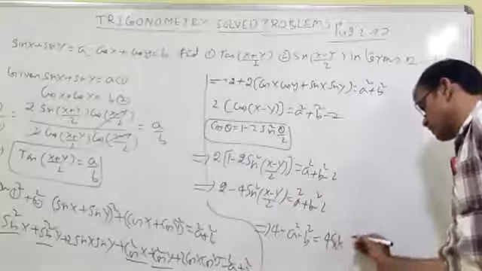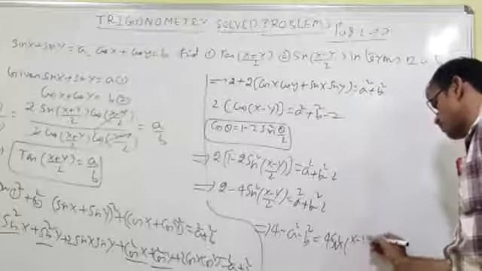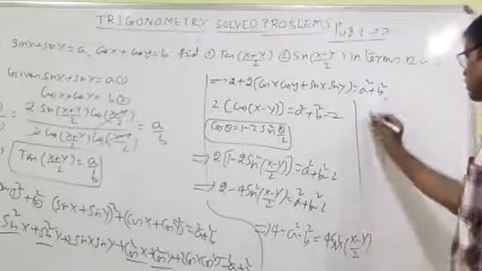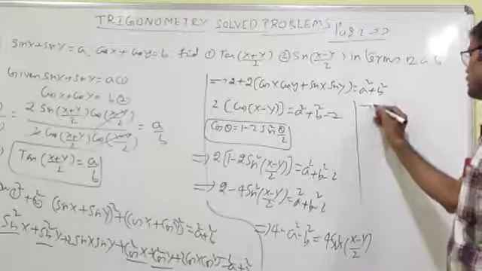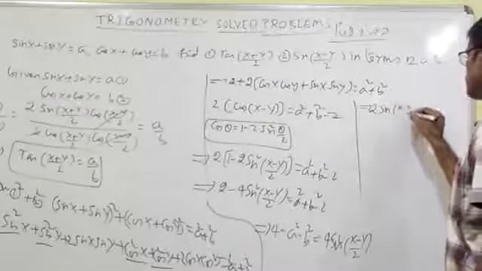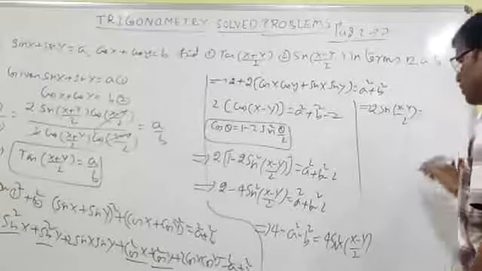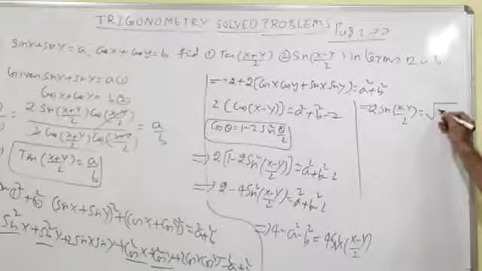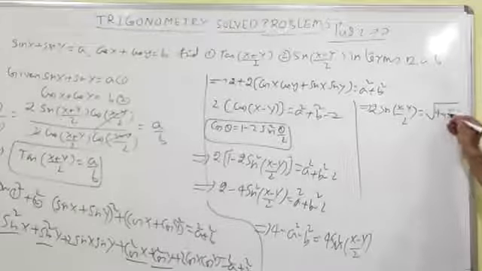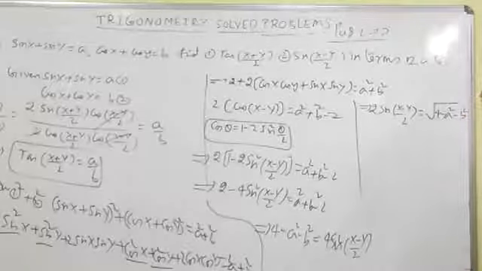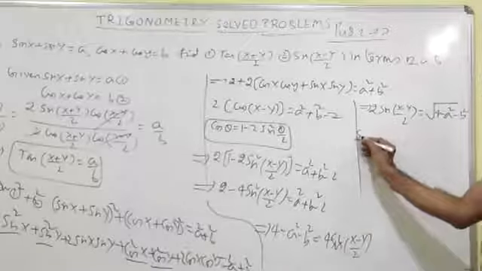Then write like this, 4 sin square of (x minus y)/2. You can write here 2 sin of (x minus y)/2 is equal to, taking square root on both sides, square root of 4 minus a square minus b square.